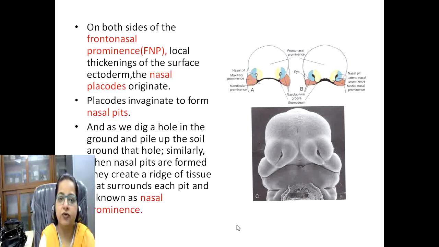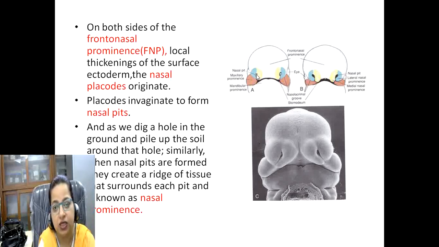Now, on both sides of the frontonasal prominence, local thickenings of the surface ectoderm, that is the nasal placodes, develop. These nasal placodes undergo a burrowing type of change, so that in the center, nasal pits are formed. As you can see here, this black and white structure with the black surrounding, along with the blue and yellow part, is the nasal pit.